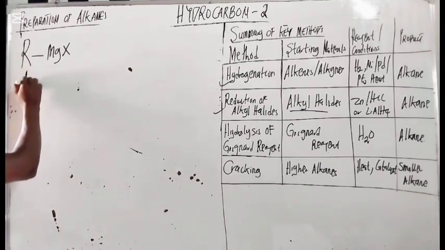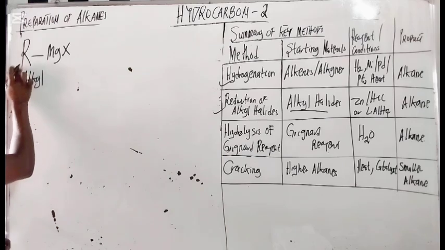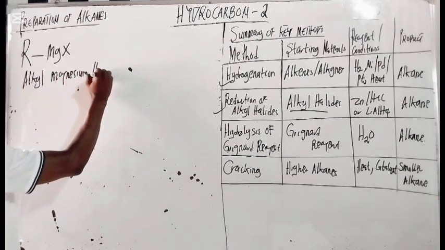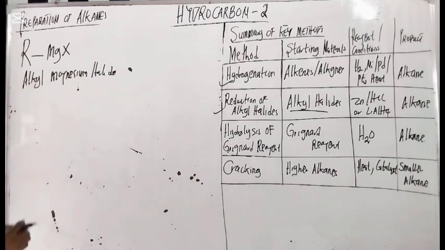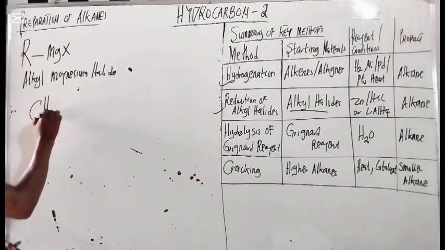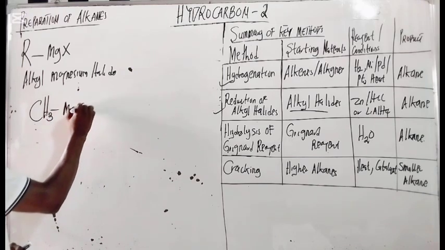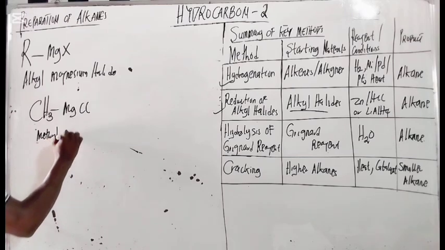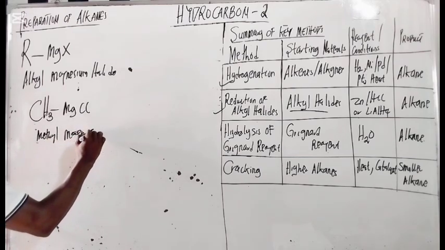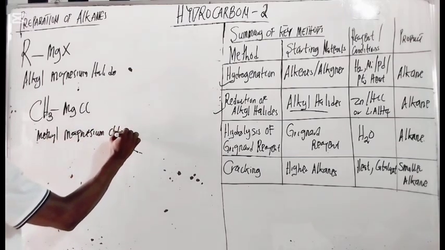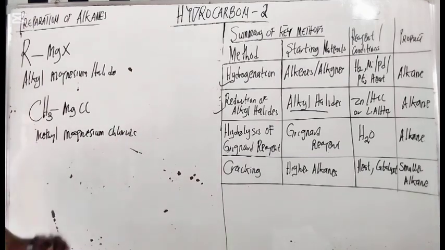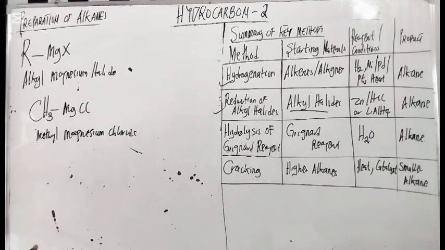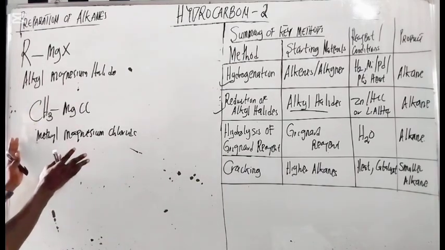Alkyl magnesium halide. A typical example is CH3MgCl, which is called methyl magnesium chloride. It can be any alkyl group at all. Methyl magnesium chloride. Do you understand? Now, this is the starting material here, right?